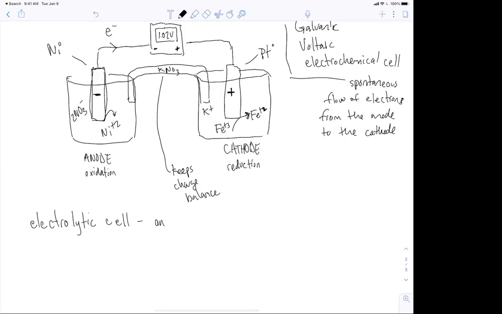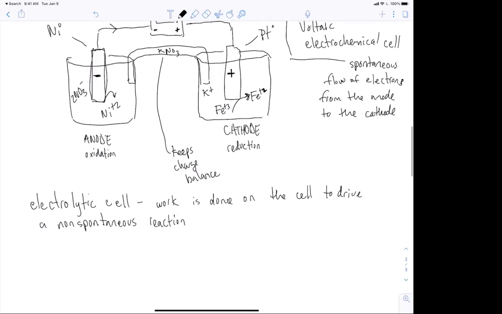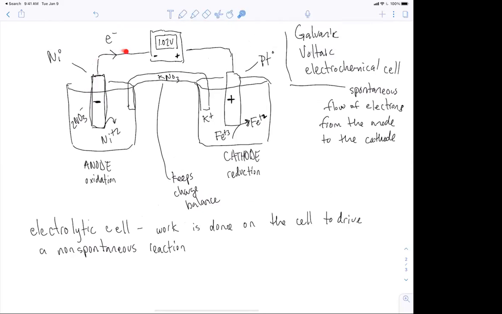So like an external, or how'd you say this? Say like work is done on the cell to drive a non-spontaneous reaction. So here, this happens naturally. Electrons go this way. If we wanted to, we could drive this to go in the opposite direction, and then it would become an electrolytic cell.